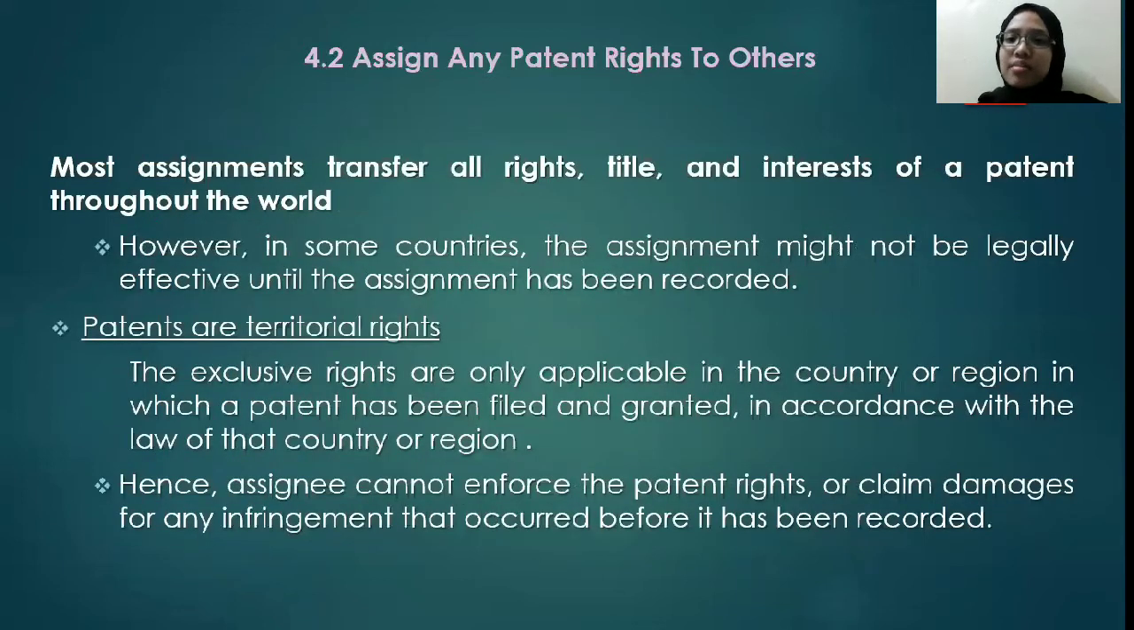In general, most assignments transfer all rights, title, and interests of a patent throughout the world. However, in some countries, the assignment might not be legally effective until the assignment has been recorded. Since patents are territorial rights, the exclusive rights are only applicable in the country or region in which a patent has been filed and granted, in accordance with the law of that particular country or region. Hence, assignee cannot enforce the patent rights or claim damages for any infringement that occurred before it has been recorded.